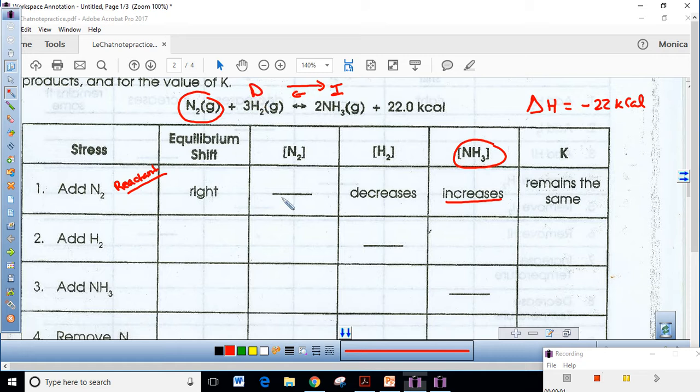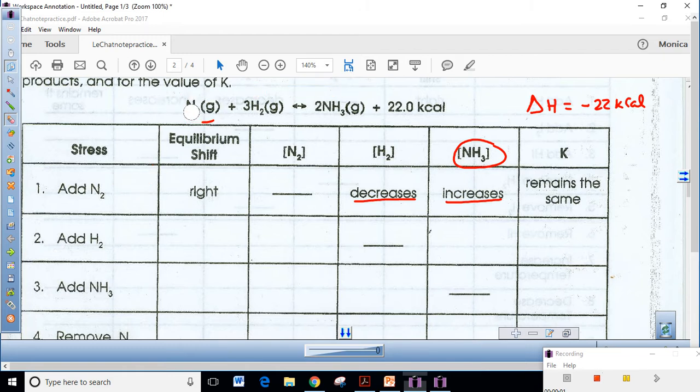Now we have a dash here for this one because that's our stressor. So we don't usually answer the question on the stressor. It's going to react until this guy does go away. So technically it's going to decrease after we've increased it. But nothing's going to affect our K unless we've got temperature change, and this is not a temperature change, so there's no effect on the K. So the constant stays constant as long as we're not changing the temperature.